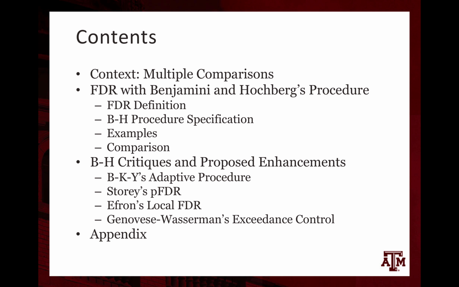As far as what I'm going to cover in this video, it's right here. So the first thing I'm going to do is start off with a little bit of context about what the multiple comparison problem is. I'm then going to talk about what the false discovery rate is, with a special emphasis on a procedure introduced by two statisticians named Benjamini and Hochberg. I'm going to talk a little bit about critiques of their procedure, and then some proposed enhancements that different statisticians came up with.